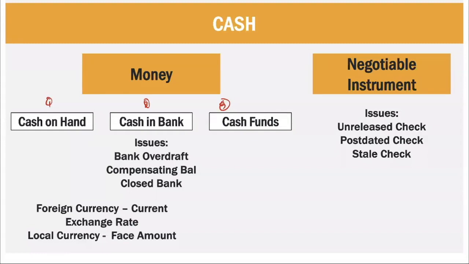Cash in bank is the money deposited in the bank, and your cash funds is known as your cash set aside for a particular purpose. Okay, cash on hand is the money on hand, cash in bank is money deposited in bank, cash funds is cash set aside for a particular purpose. Now, for your cash on hand, cash in bank, and cash funds, we have these measurement principles. So how do we measure them?